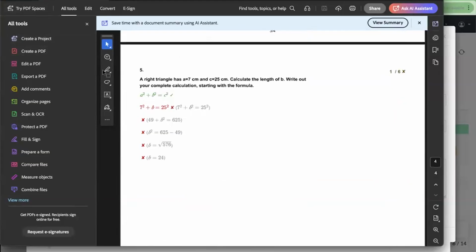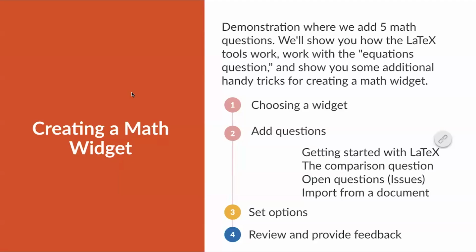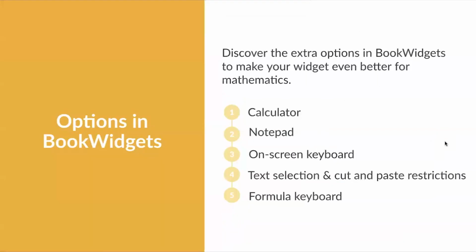So that's everything actually. The last 5 minutes, I'm sure I'm not taking any more of your time, I'm just going to go over what I already showed you today. Just making sure that you have these slides with the links behind it. If you want to know more about the LaTeX editor, I explained it, there's a video behind it right here. So there are options in BookWidgets. There's a calculator, notepad, on-screen keyboard. There's a formula keyboard, but there is also a text selection and cut and paste restrictions.